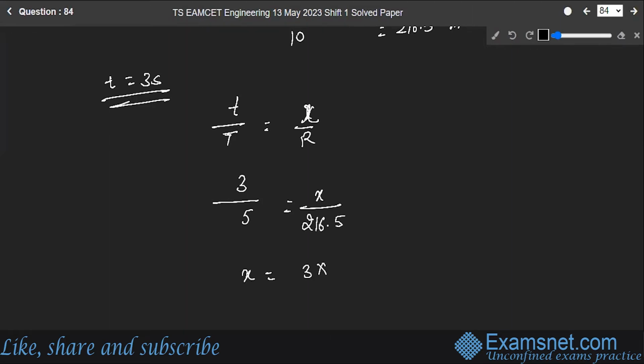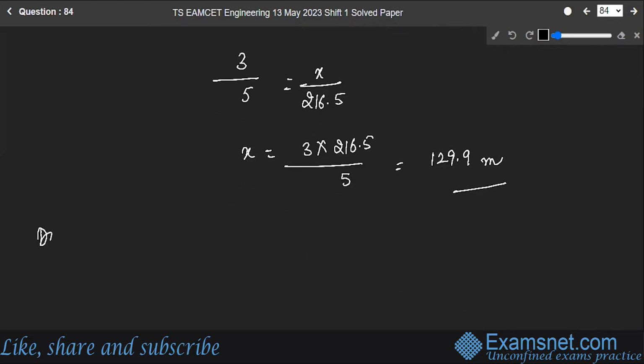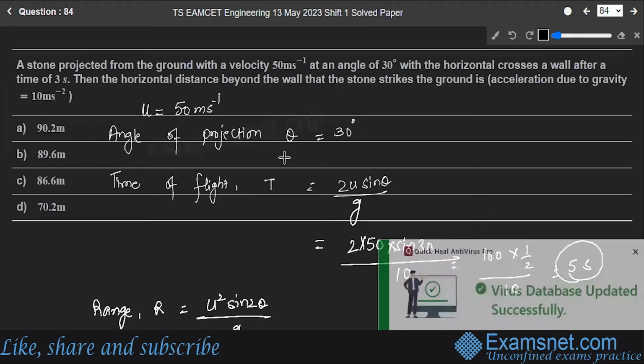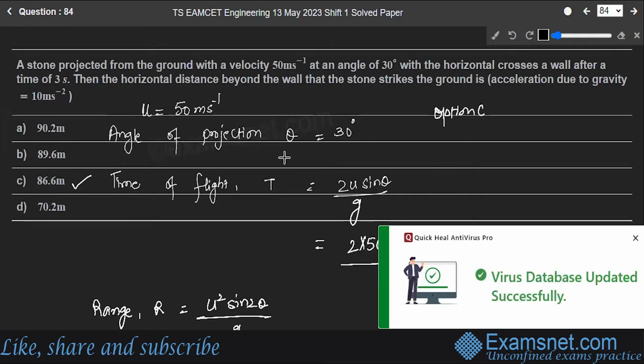That will give you x is equal to 3 into 216.5 divided by 5. On solving, you will have this as 129.9 meters. The distance beyond the wall where the stone will hit will be given by range minus x, that is 216.5 minus 129.9, which is equal to 86.6 meters. So this is the answer to the question. Option C is the correct answer.